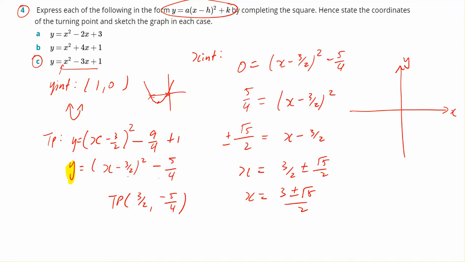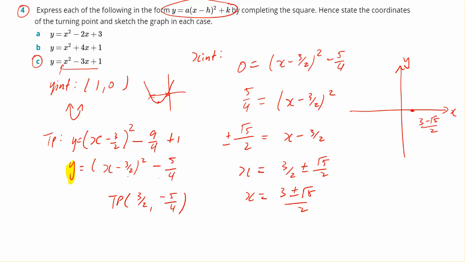Now, root 5 as a guess, because we know root 4 is 2, and we know root 9 is 3. So we know that root 5, as a number, is not going to be greater than 3. So it's going to be still in the positive region. So it's going to be somewhere here. I'm going to go 3 minus root 5 over 2. Still going to be a positive region.